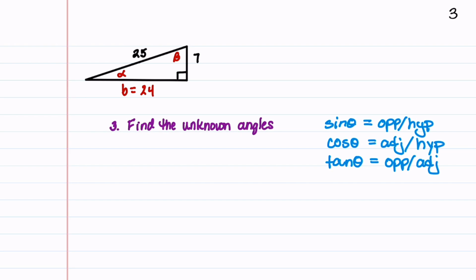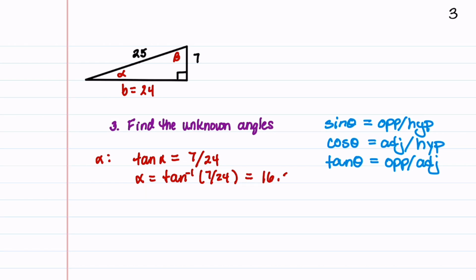Let's find alpha first. So we would say that tangent alpha, we'll put an alpha here so that we know that's what we're solving for, is opposite, which is 7, over adjacent, which is 24. So alpha is inverse tan 7 over 24, and that is equal to 16.26 degrees. I would put that in our diagram, but it probably won't fit. So we'll just leave it like that.